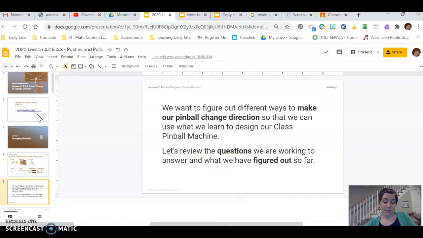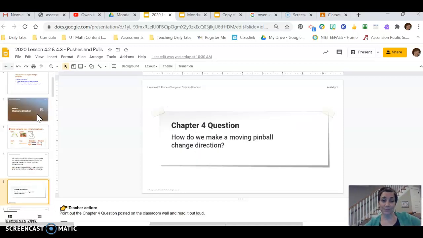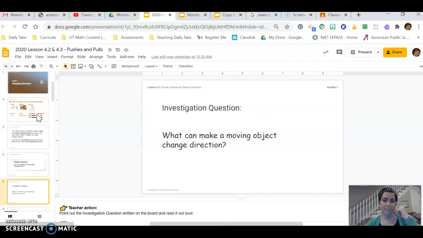So today we want to figure out different ways to make our pinball change directions so that we can use what we learned to design our class pinball machine. I don't have the pinball machine at home with me while I'm making this video, so we'll have to do our pinball machine tomorrow. But I want you to go ahead and think about some things that we can do to our pinball machine so that tomorrow we can work on that when I get back to school. So how are we going to make that pinball change directions?